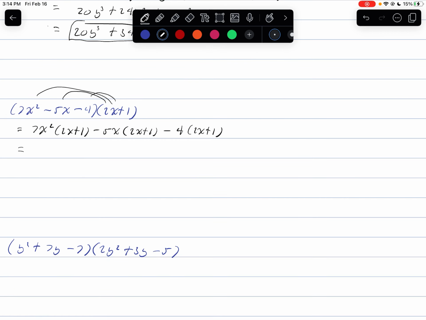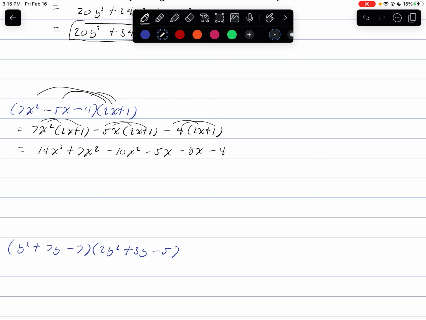Okay, now we can distribute the 7x squared here. So 7x squared times 2x is going to give us 14x to the third, and then we'll have 7x squared. So then we have minus 5x times the 2x and the 1. So minus 5x times 2x gives us minus 10x squared, and then we'll have minus 5x. And the minus 4 times the 2x and the 1 is going to give us minus 8x minus 4.